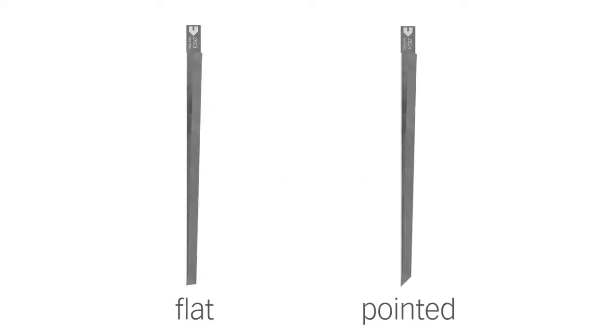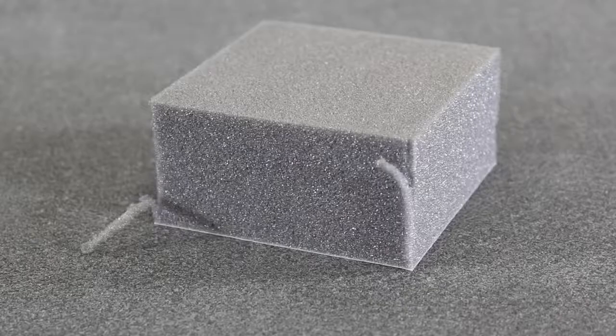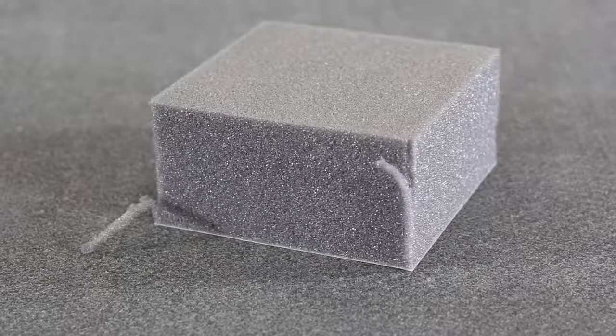Blade types. There are two types of blades available for cutting foam. One has a pointed tip, the other a flat tip. The following example shows how the results differ between the two types. If a flat-tipped blade is used for cutting softer foam, it will displace the material as it plunges into it, causing it to tear.